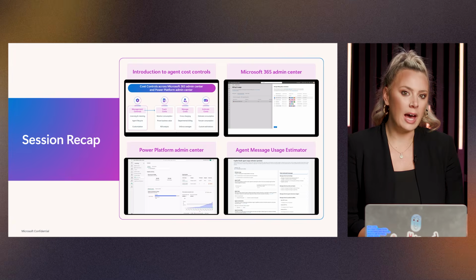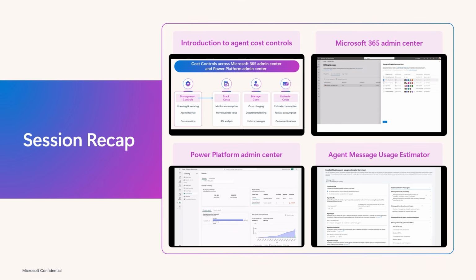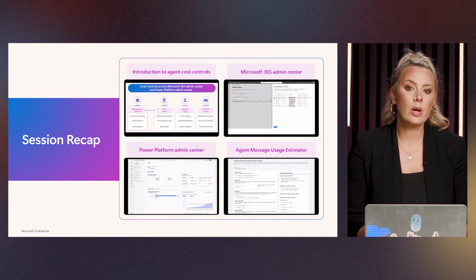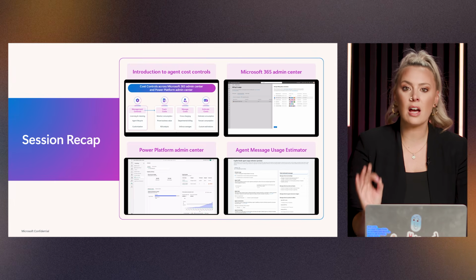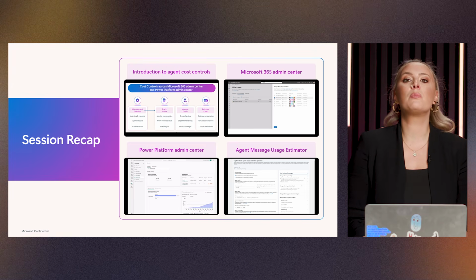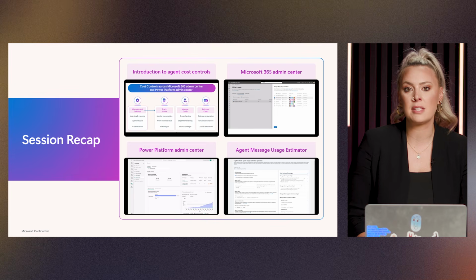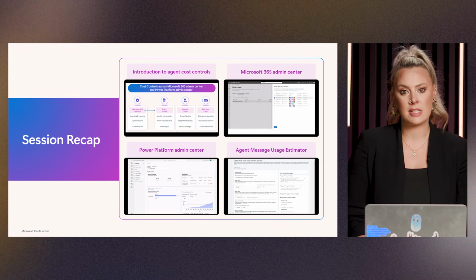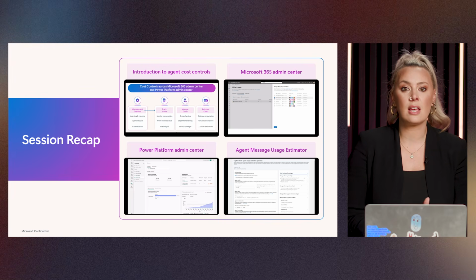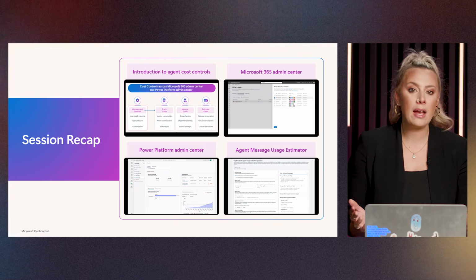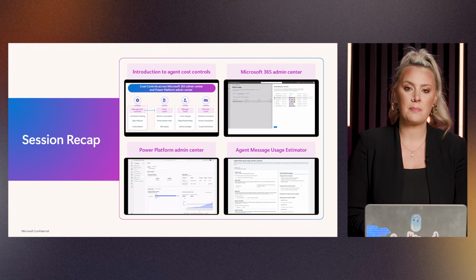What an action-packed session. Let's do a quick recap of what you just saw. First, we introduced the concept of agent cost controls to track, manage, and estimate the consumptive patterns of agents. As an integrated part of the Copilot control system, agent cost controls are key to cost management and control across both the Microsoft 365 Admin Center and the Power Platform Admin Center. With an array of flexible billing options to fit your needs, including prepaid message packs, pay-go, and Copilot licenses.